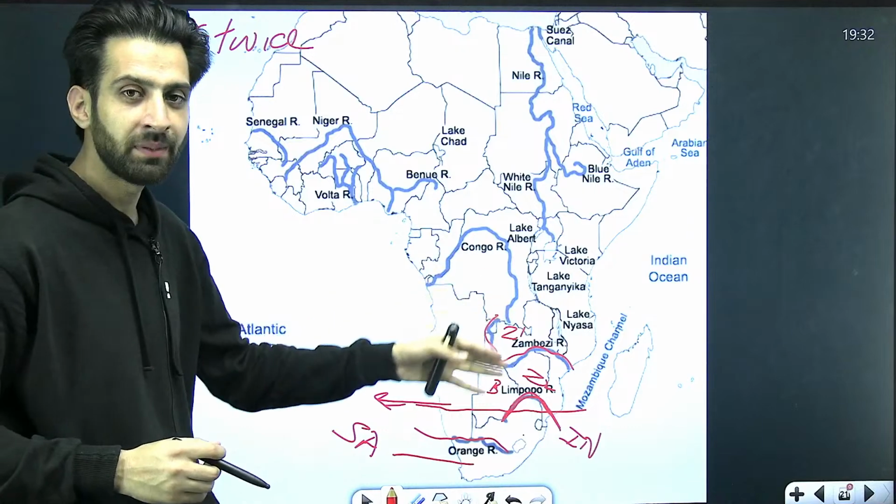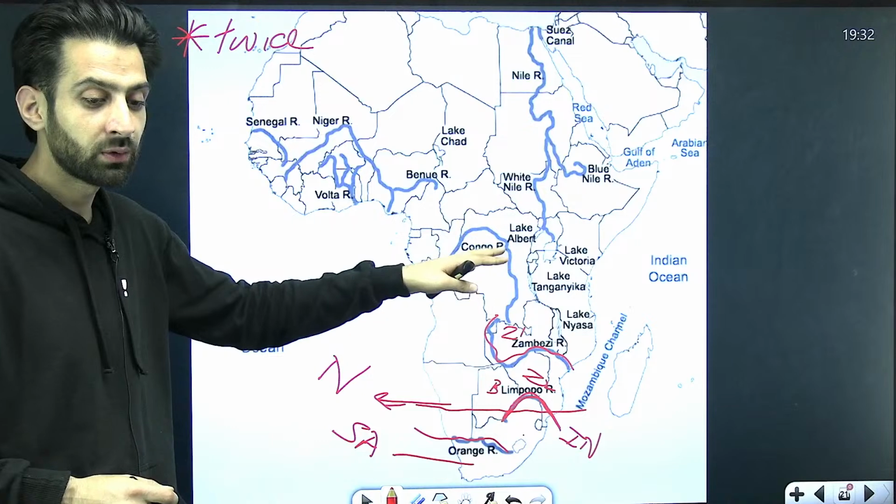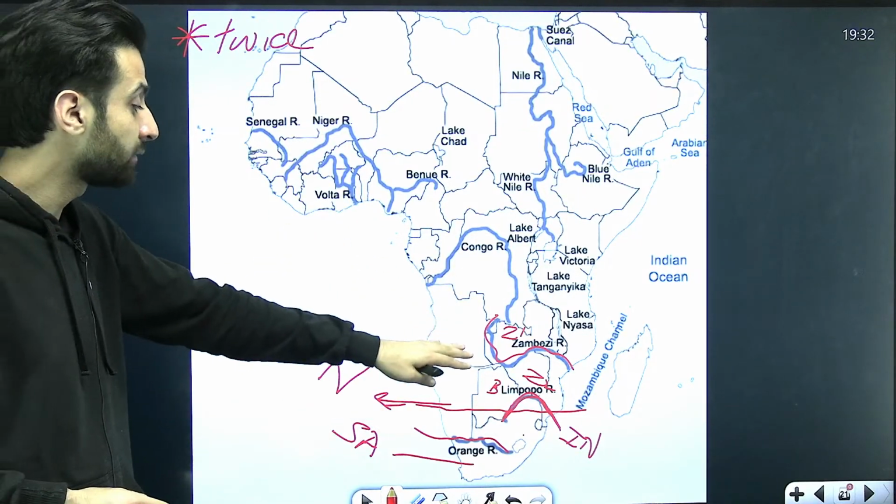So do join me for the mapping. We'll be doing the mapping of other continents as well. This is the first continent right now we are doing. I have done the political map of this continent, and now we are doing the physical map of this continent.